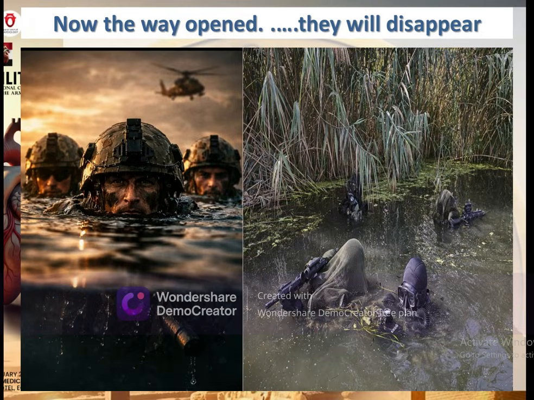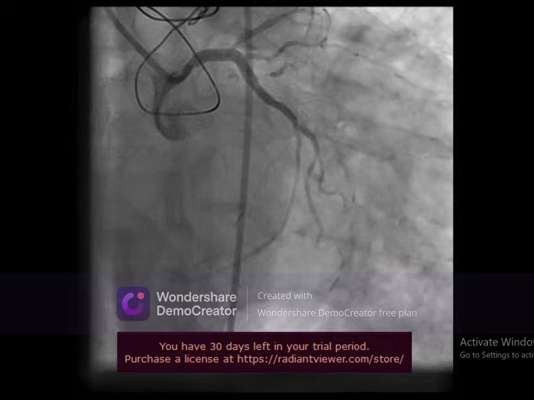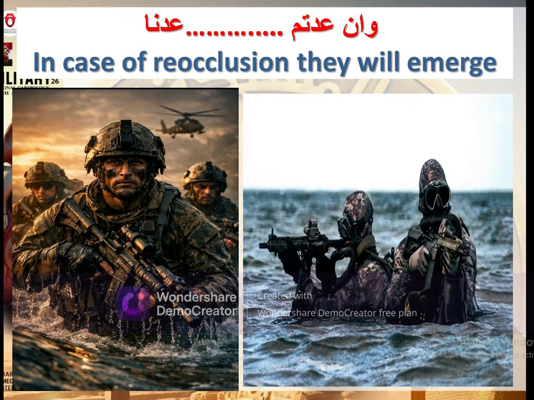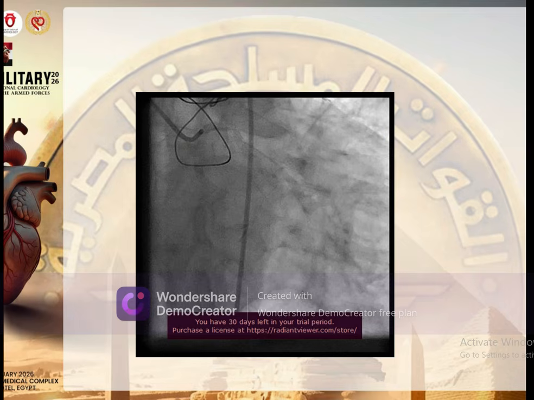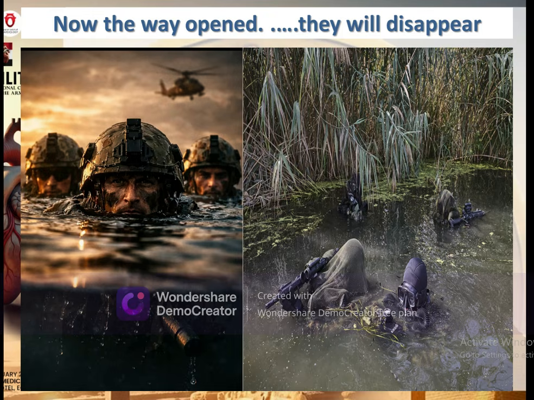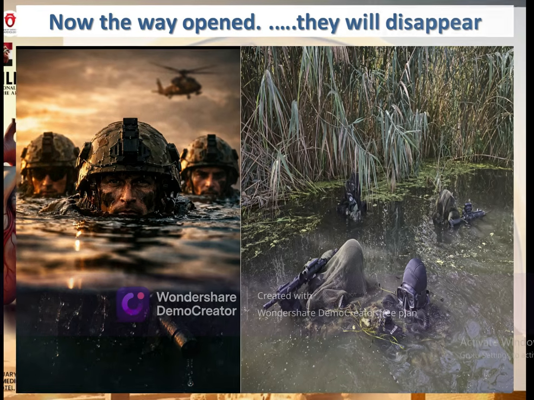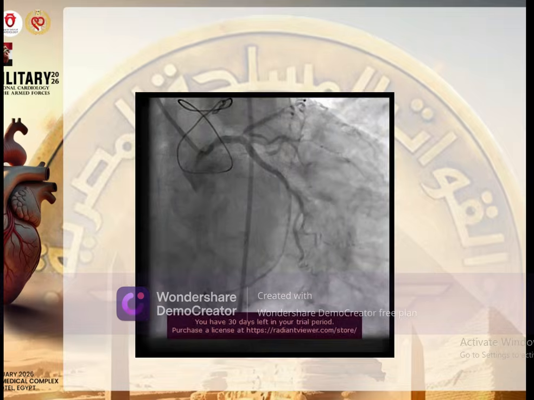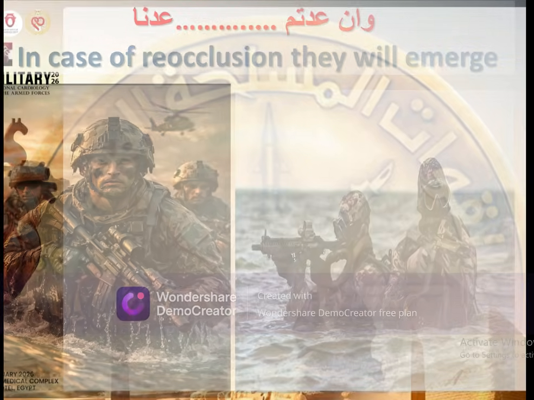As there is occlusion, they become prominent, as in this figure, and once the native vessels opened, they sink down in the river. So they act like specialized forces.